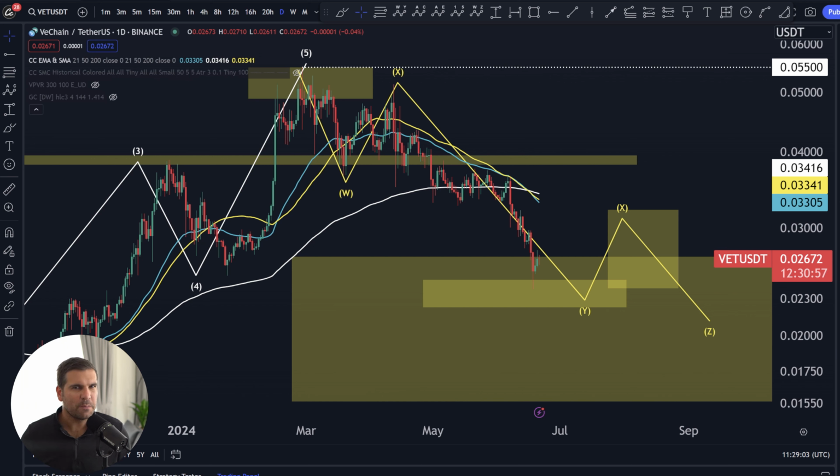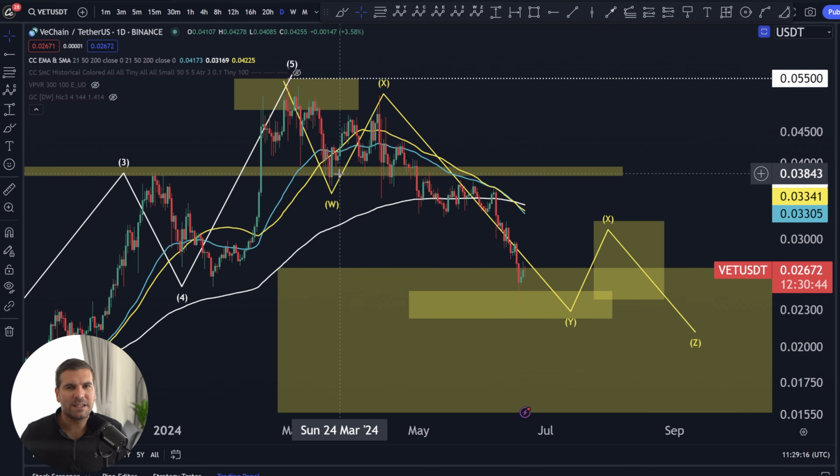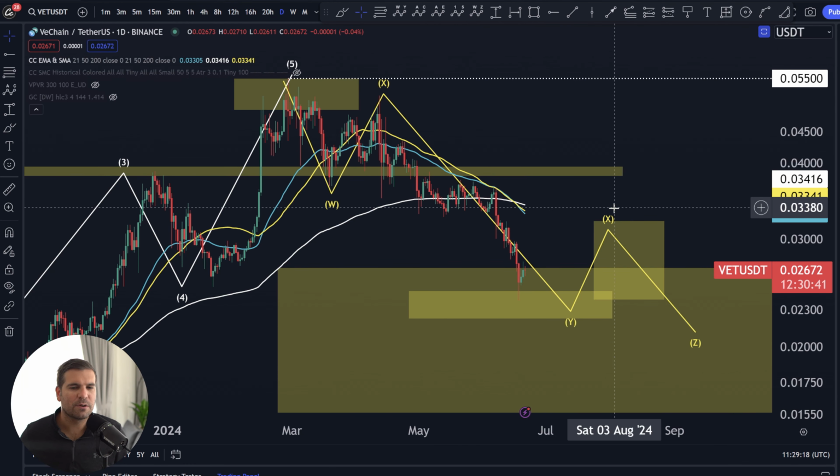So here we have Vechain paired up with USDT. We're on the 1-day Binance chart and we have come down quite aggressively, right? We can see the white line coming through here. This is the 200-day exponential moving average. We can see the yellow line, that is the 50-day simple moving average, and the blue line coming through is the 50-day exponential moving average.